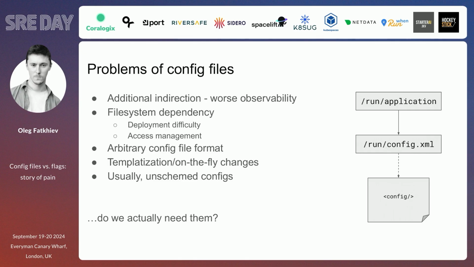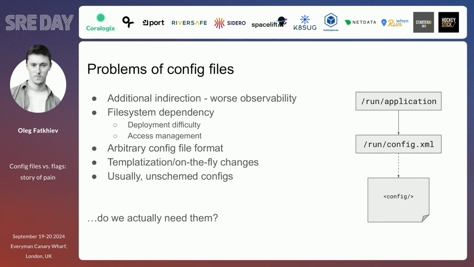It brings deployment difficulty and access management difficulty. It happened to me countless times that for some reason, something was misconfigured and the config file was just not even readable by a person. So the SRE or DevOps just couldn't even read the config with which the application is starting, which is really weird. One thing I will also point out is that config files also have arbitrary format.